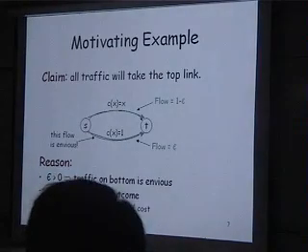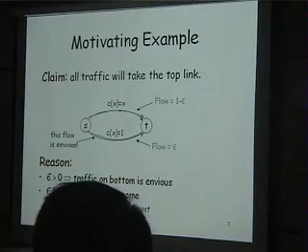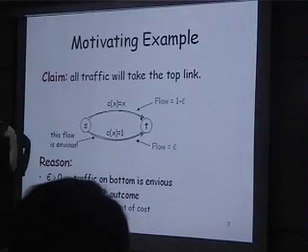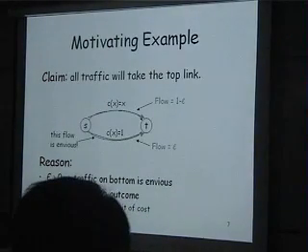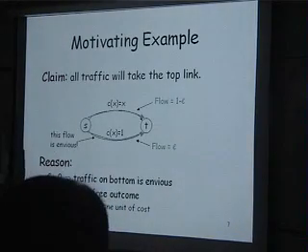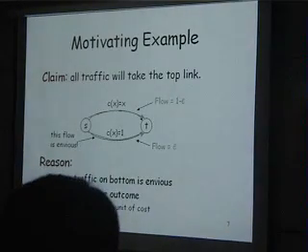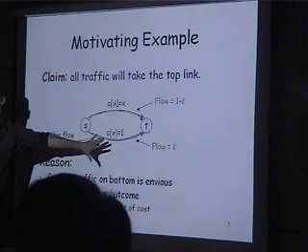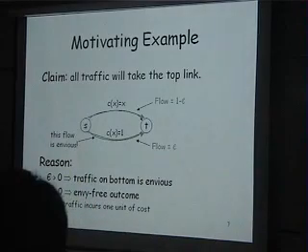Okay? So to see that, we could argue by contradiction. Suppose, for contradiction, that a mere 1 minus epsilon fraction of the traffic chose to travel across the top link, and a misguided epsilon fraction took the bottom link. Okay? How would all the traffic then feel about this outcome? Well, traffic on the bottom, of course, incurs a cost of 1. Because the cost on the bottom link is always 1.